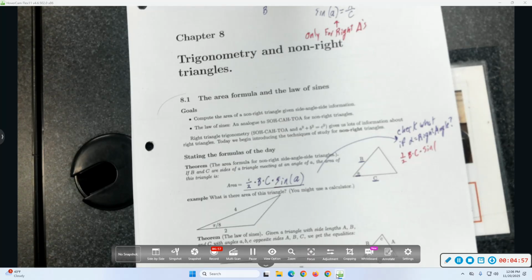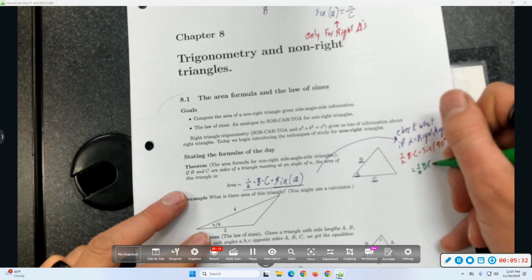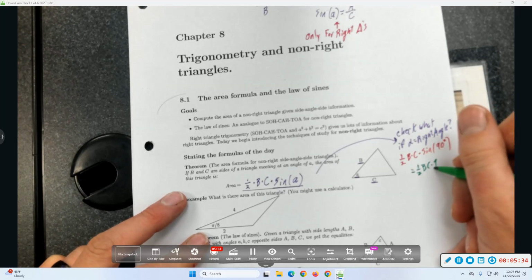If you want to work in radians, great. What's the degree measurement of a right angle? 90. Cool. So this should be 1/2 BC sine 90 degrees. What's the sine of 90 degrees? 1. And you better not have needed your calculator for that. Because that's maybe the most important angle to just know off the top of your head. Maybe 0 is more important. Cool, so that should be 1/2 BC times 1. Oh yeah, that's the area formula you expect.